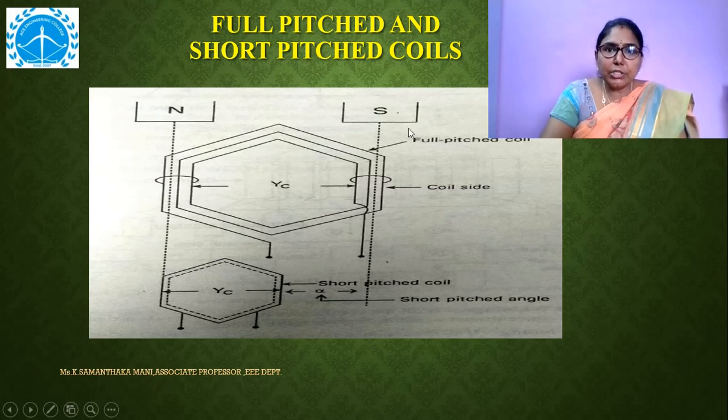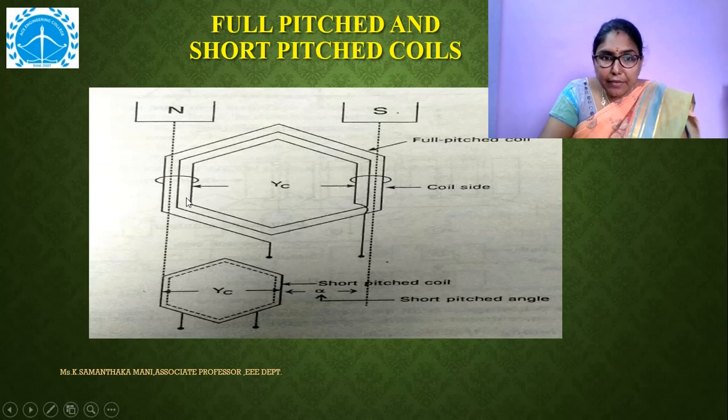Next, full pitched and short pitched coils. This terminology is required when we are comparing lap wound and wave wound. Here, this is the North Pole and South Pole. If you observe, a bunch of conductors are in this slot, which comes under the North Pole. Similarly, the other side is under the South Pole. All these are a bunch of conductors. These are called coil sides, or we can also call them conductors. All these coil sides are placed under the influence of North.